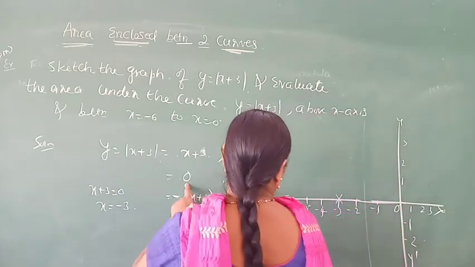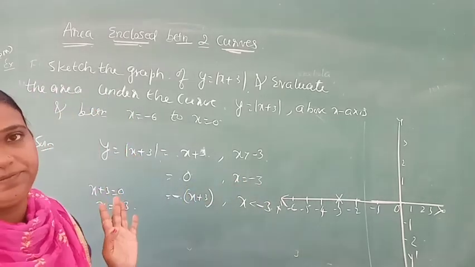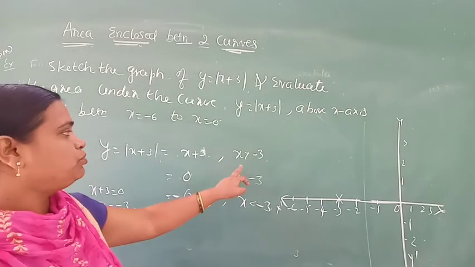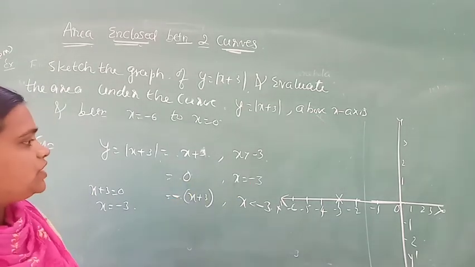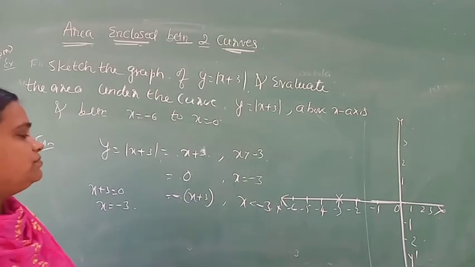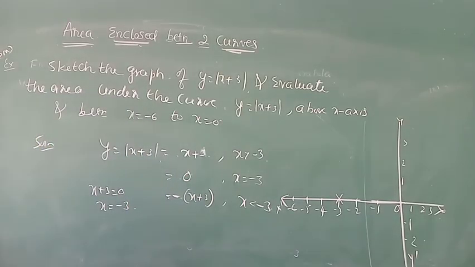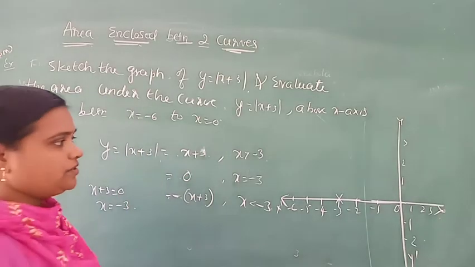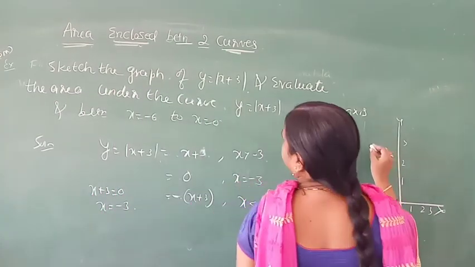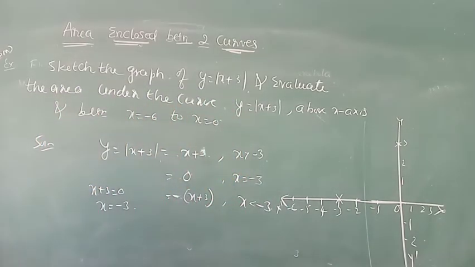It means if x is minus 3, please concentrate, if x is minus 3, it is 0. Now x is more than minus 3. Are you understood? For x more than minus 3, we have to take minus 2, minus 1. In that case, the value should be what is given already. The point is 3.